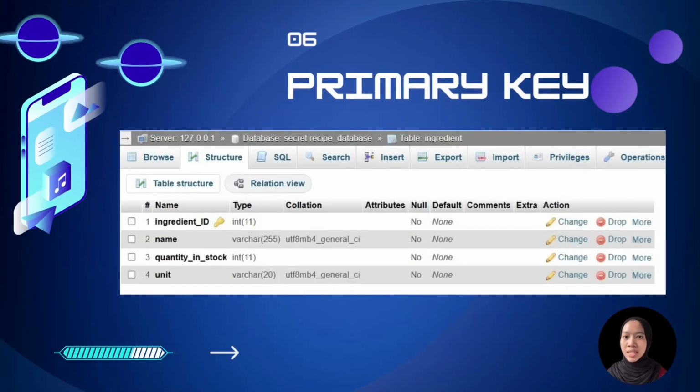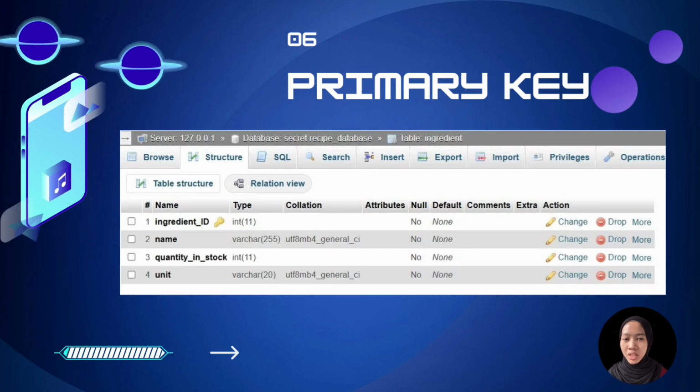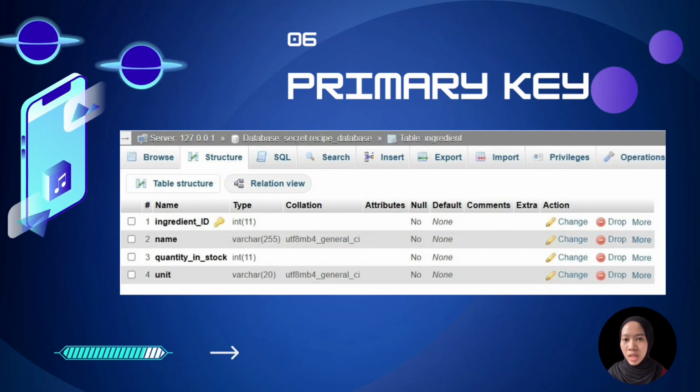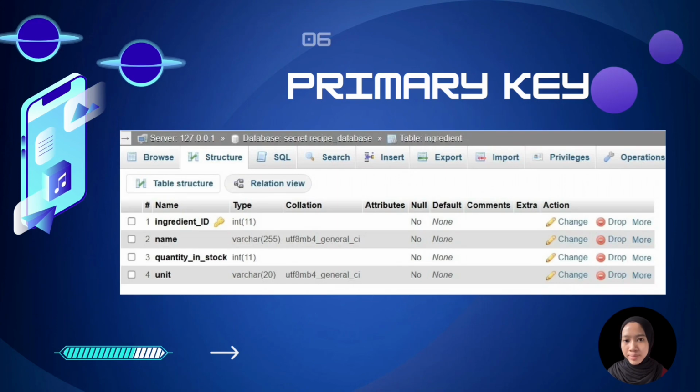This slide shows an example of a primary key in the ingredient table. Each ingredient ID is unique and identifies each ingredient in the tree. Other fields include the name, quantity in stock, and unit, all tied to this unique key.